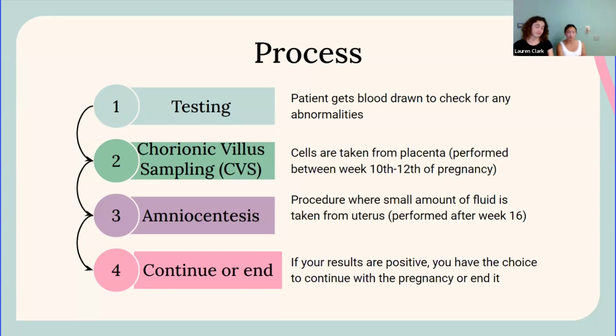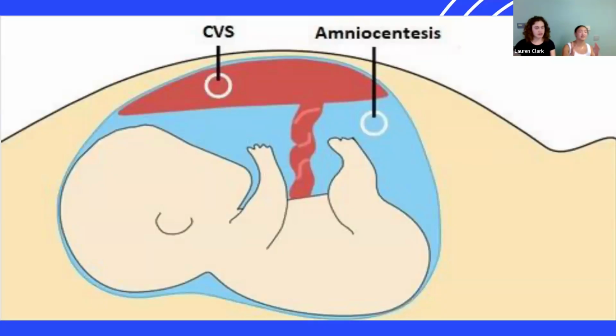And so this is an example of the CVS and the amniocentesis. So the placenta is the red thing. Yeah. And then the other thing is the fluid from the uterus that they will get. Yeah. And in this process, as we said, it's invasive. There's a large needle that goes into the abdomen. So this is an uncomfortable process for most.